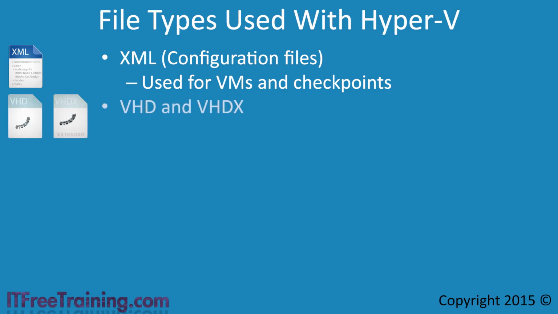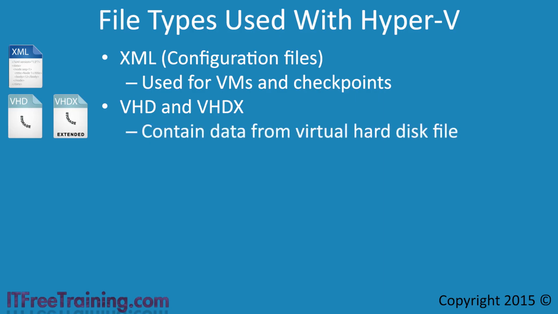The next file type is VHD and VHDX files. These two file types contain the data from a virtual hard disk. If your virtual machine uses virtual hard disks, the XML file will store the location of the VHD or VHDX file that contains this data. VHD is the older file standard and VHDX file is the newer file standard. VHDX adds the ability to use larger virtual hard disks and improves reliability and performance. However, it does require Windows 8 or Windows Server 2012.